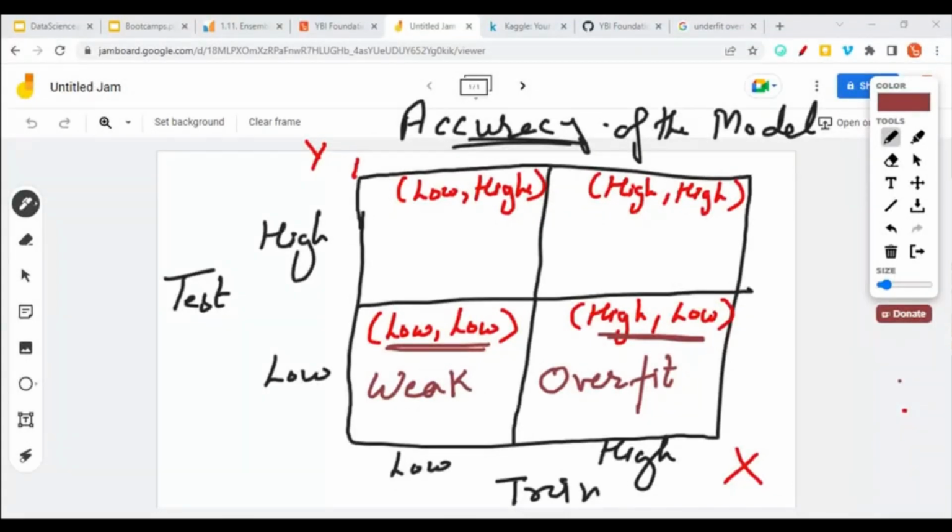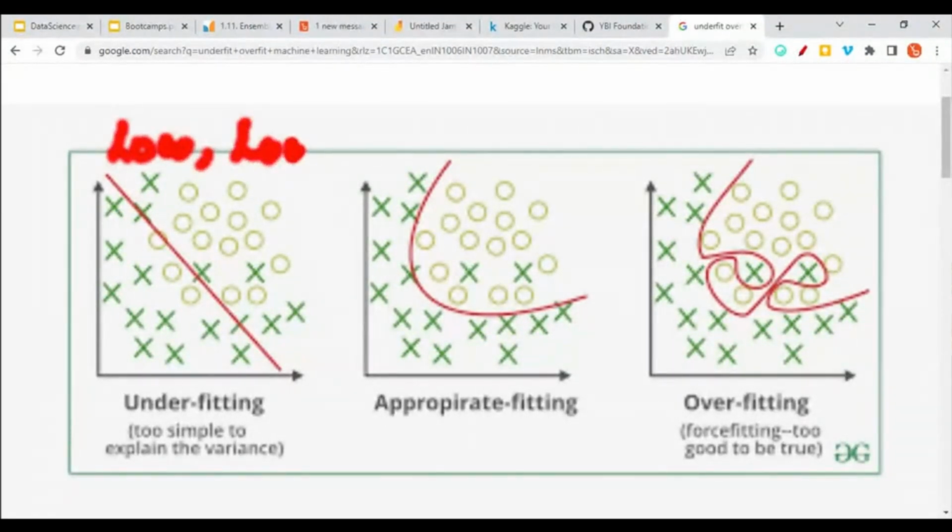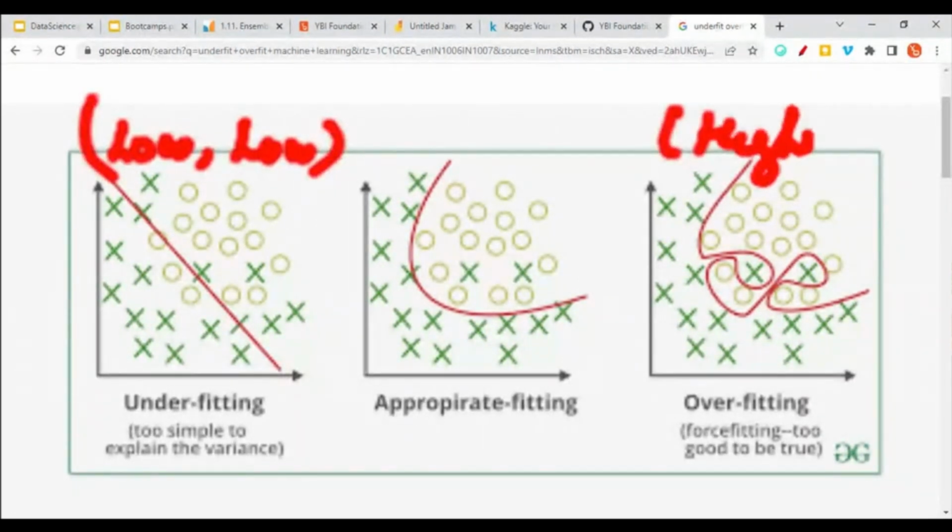Right? Now there is a possibility that this weak model can also be called an underfit model. So you have an underfit model like this, which is weak in both train and test. This is an underfit model which has low accuracy in both train and test. And this is the model which has high accuracy in train but low in test. So these are the conditions.